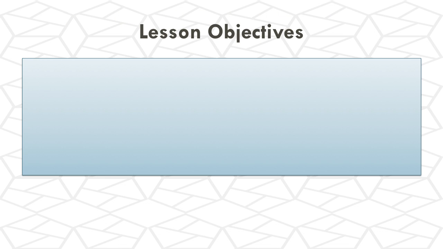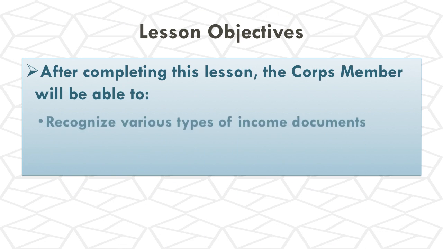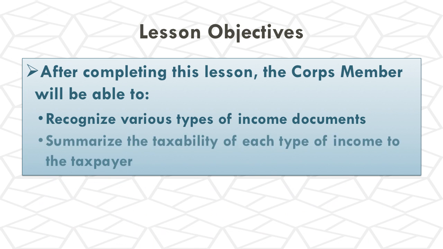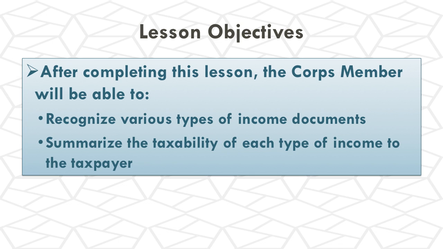So this concludes the lesson on wages, Social Security, and unemployment. Now you should be able to recognize the Form W-2, the SSA-1099, and the 1099-G, and you should be able to summarize the taxability of wages, Social Security benefits, and unemployment to the taxpayer. In the next lesson, we will continue to look at various types of income documents as well as summarizing their taxability.